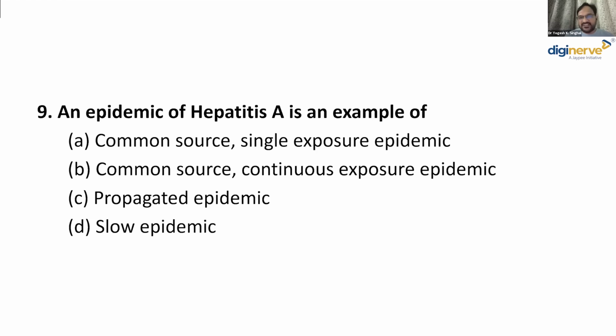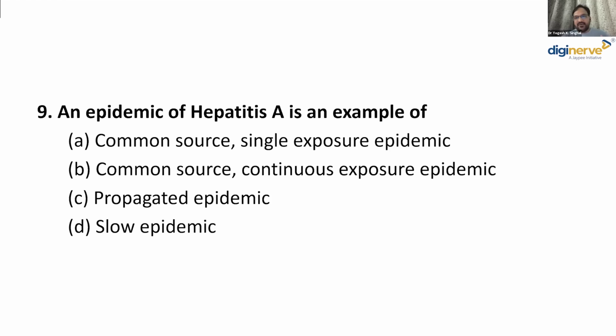Next, common source continuous exposure. The example we have been given for common source continuous exposure was the sex worker or the contaminated water supply. Hepatitis A is a disease which might be due to contaminated water supply. But what is the meaning of epidemic? In an epidemic, we have cases from one person to another person also. So in hepatitis A, there is a propagation of the cases.